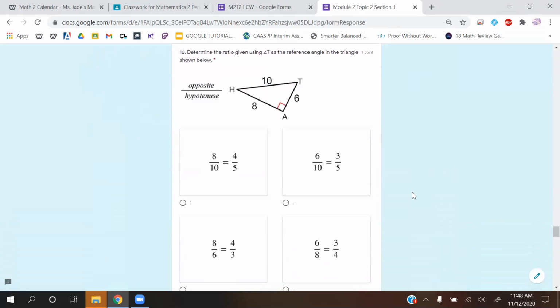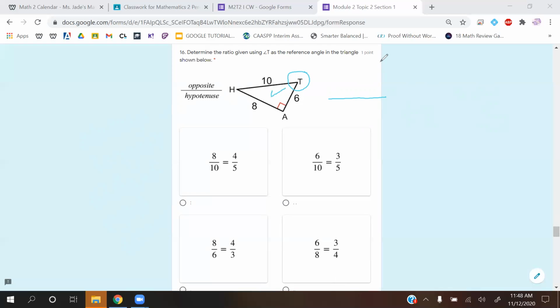So 16 says determine the ratio given using angle P as the reference angle. So now, sorry, I need to change colors. Okay, so now our reference angle is T. So we changed the reference angle, so some things are going to change. Let's do the opposite first. What is opposite of T? Directly across from T.